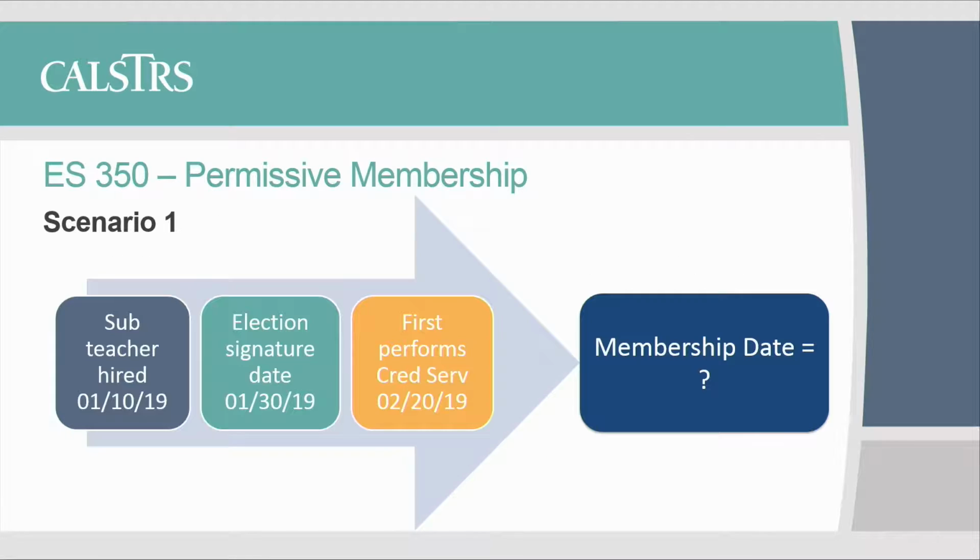What that means here, there's a couple of scenarios I wanted to go through. If somebody's a substitute and they're hired on January 10th, and then they make the election, and the signature of the election is January 30th, but the first day that they perform service is actually in February, what would be the earliest membership date that this person could have?